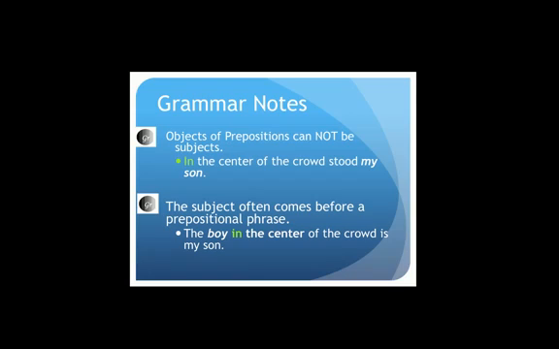A couple of grammar notes here. Objects of prepositions cannot be subjects. So in the center of the crowd stood my son. My son is the subject of that sentence. The subject can often come before a prepositional phrase. So we have the boy, which boy, in the center of the crowd, and the verb is. So the prepositional phrases in the center and of the crowd come between the subject, boy, and the verb is.